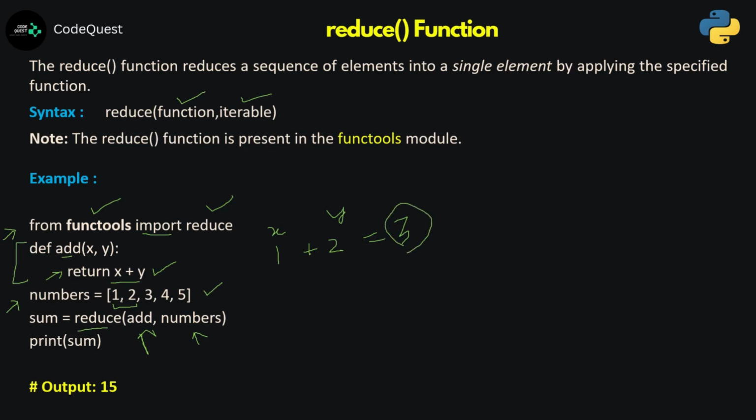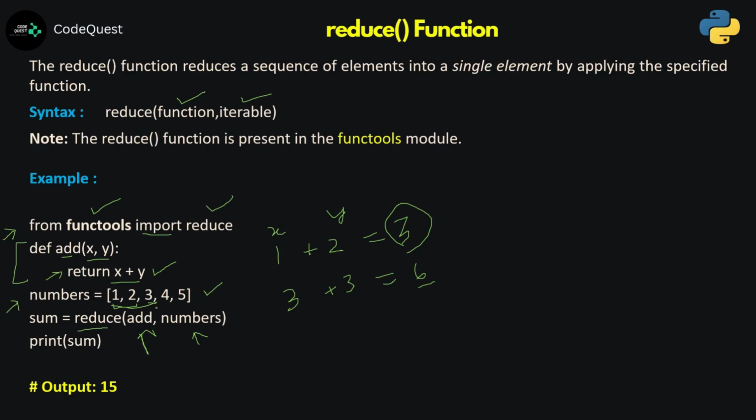Now along with this 3, we have 3 more elements: 3, 4 and 5. Once again the add function is applied on the next two, the 3 already calculated earlier and another 3 we have. So when I pass these to x and y, x is 3, y is 3, and 3 plus 3 gives us 6. So till this point we have the result 6.